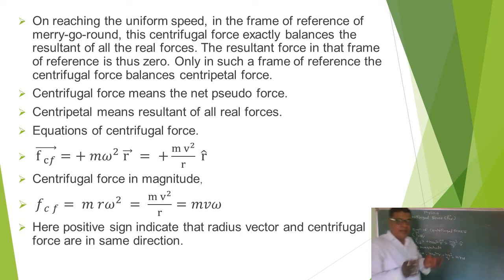Now the equation of centrifugal force is F_CF equal to plus m omega square vector r, equal to m v square upon r r cap. In magnitude, F_CF is equal to m omega square r, equal to m v square upon r, equal to m v omega. Here the vector is dropped when you take the magnitude. The positive sign indicates that the radius vector and the centrifugal force are in the same direction.